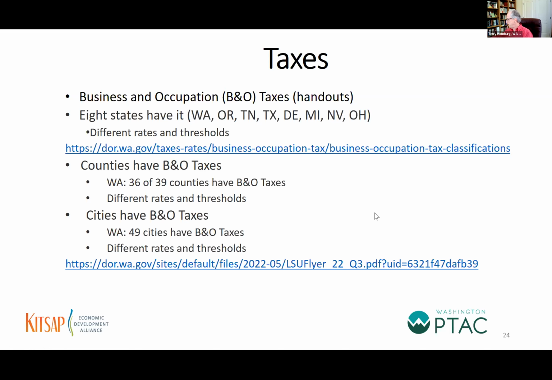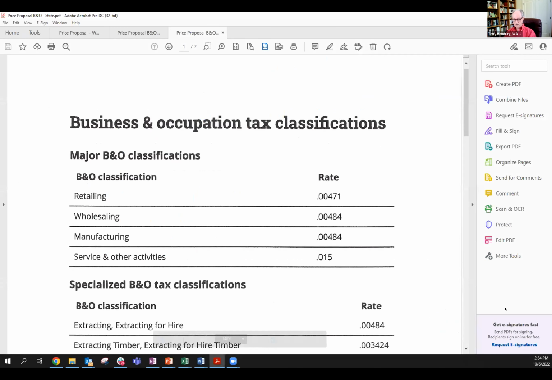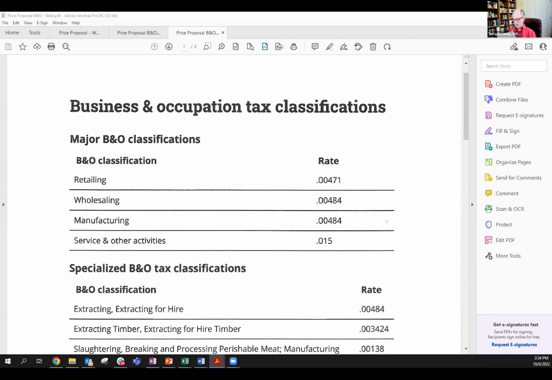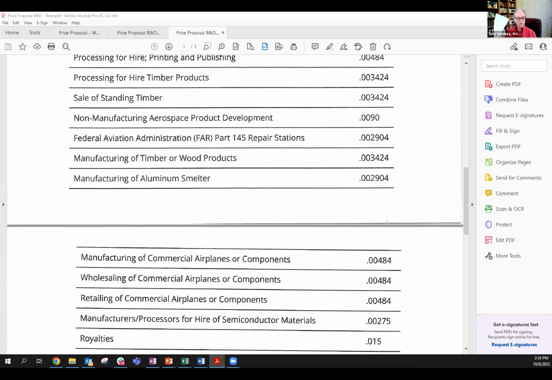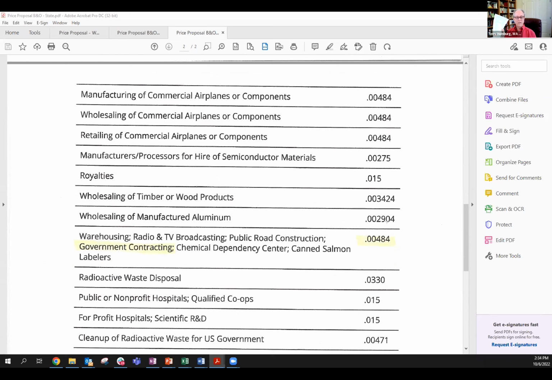We have a handout there on B&O taxes. It's kind of hard to find that website, so I'm providing it to you as a handout for this class. There are 2 handouts there. One of them is 2 pages. And if you go down to the second page, I have highlighted for you the B&O tax that you would have to pay on the bottom line value of your contract if it's a federal contract.